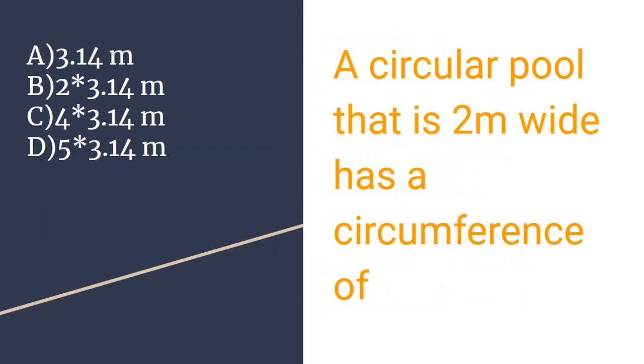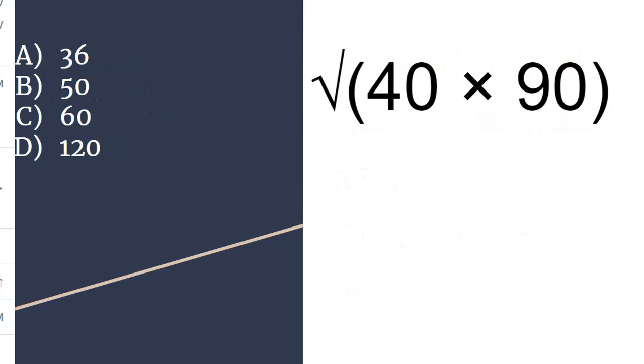Now I want you guys to try both of these questions and put your answers in the comments below. A circular pool that is 2 meters wide has a circumference of A, 3.14 meters, B, 2 times 3.14 meters, C, 4 times 3.14 meters, and D, 5 times 3.14 meters. And the next question is, the square root of 40 times 90 is, and then A, 36, B, 50, C, 60, and D, 120.